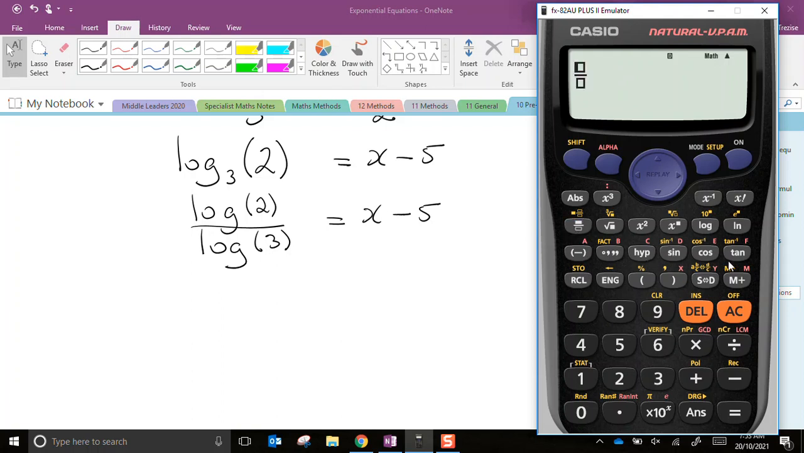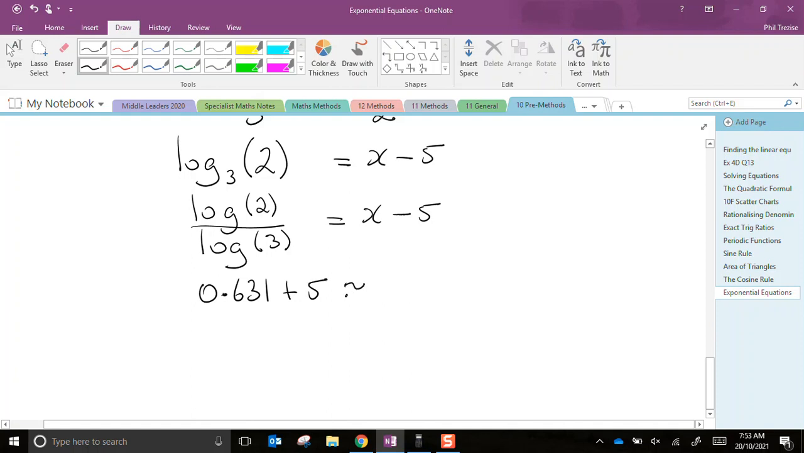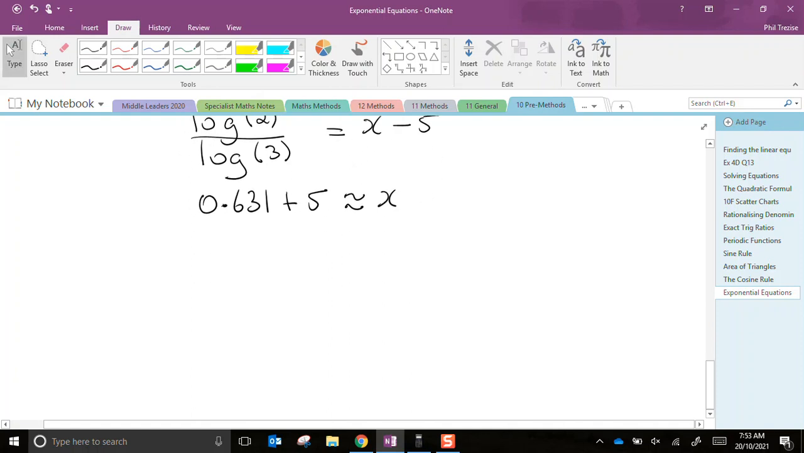So I want the common logarithm of 2 over the common logarithm of 3. Gives me decimal 0.631, add 5, and that's approximately equal to x. So I'm pretty sure I can do that one without a calculator. 5.631 is the x-intercept. That's nice.